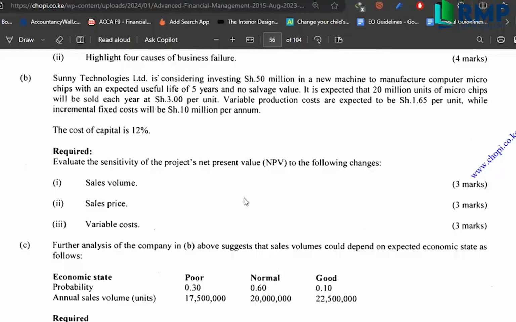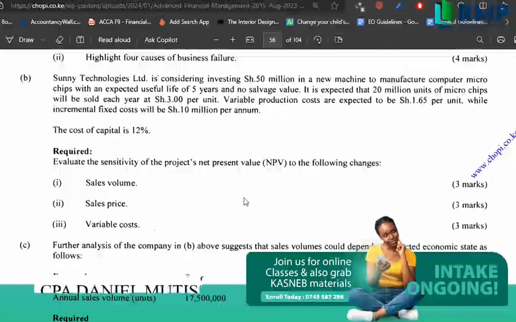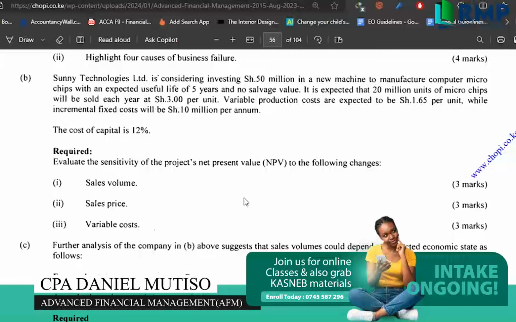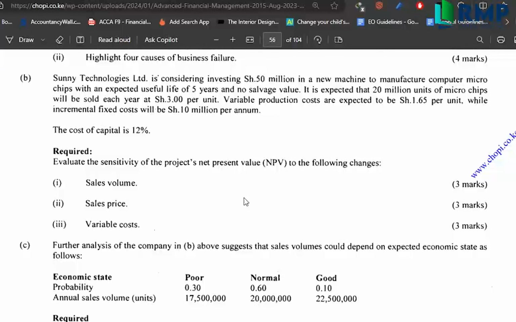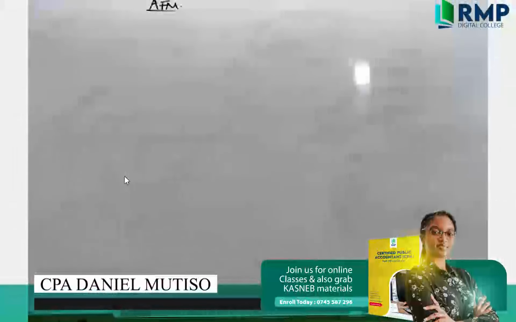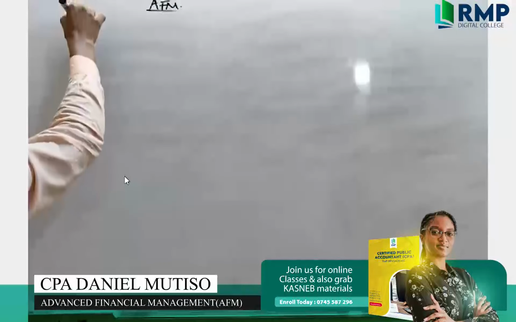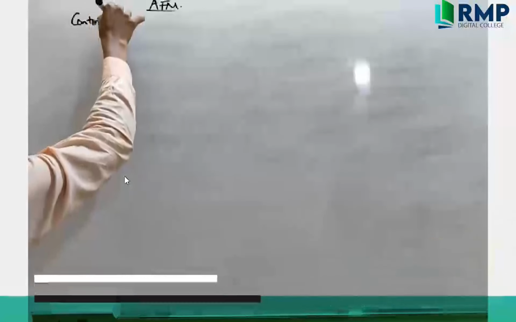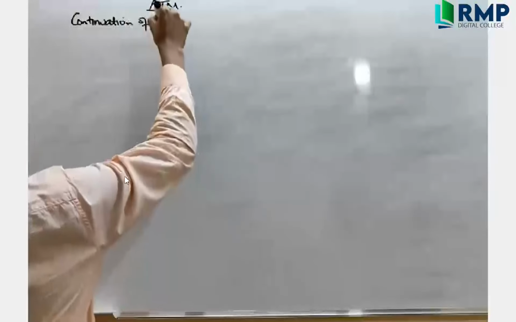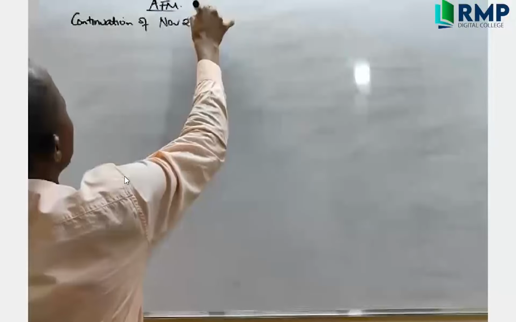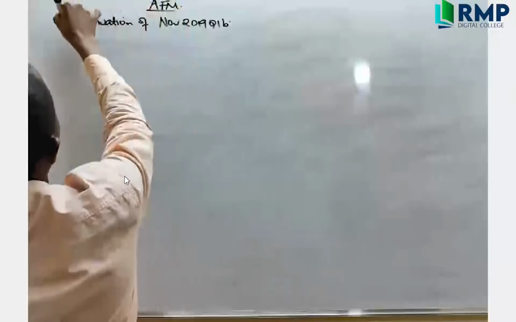For those who are not in class, I said, if, for example, an examiner is giving a question, there is no tax. Don't put taxes in your computations. Don't apply taxes in your computations. That is what I said last time. Now, let me share my board here so that we can do this one. This one is not hard. So let me talk about the continuation of November 2019, question number 1B. All right.